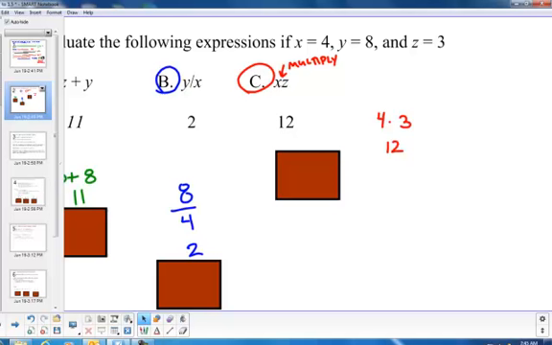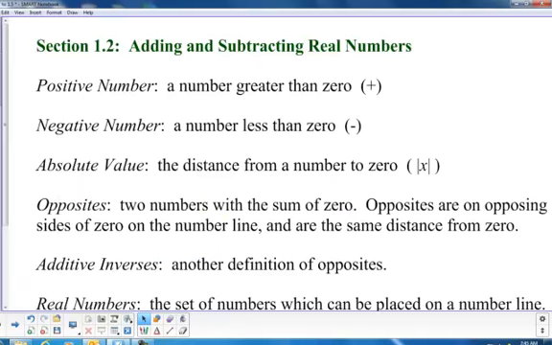All right, some more definitions. I'm actually going to have you add to this sheet because you need to. So, positive number is a number greater than 0, like 1, 2, 3, 4. Negative number is less than 0, like -1, -2, -3, -4.